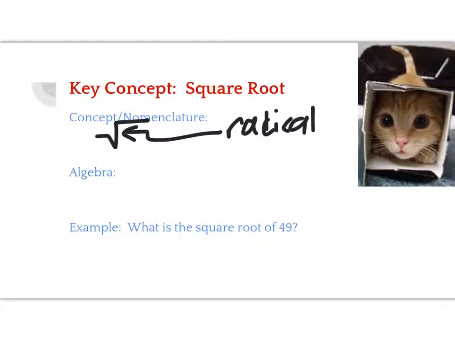Oh, hey, look. It's a cat in a square. It's really a kitten in a square. Isn't that cute?